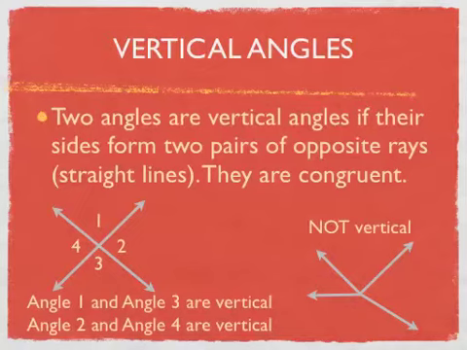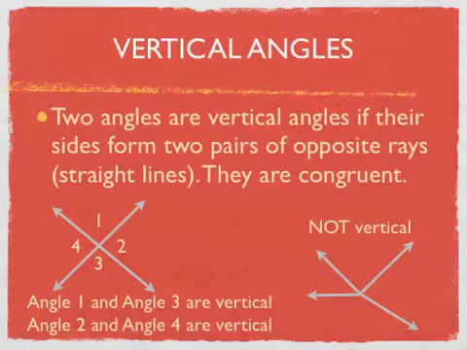Vertical angles are congruent. If you look at the diagram to the left, you have two straight lines intersecting, and it's forming angles 1, 2, 3, and 4. Underneath it, you see that angle 1 and angle 3 are vertical angles. Notice that they are across from each other. And you have another set of vertical angles, angle 2 and angle 4.